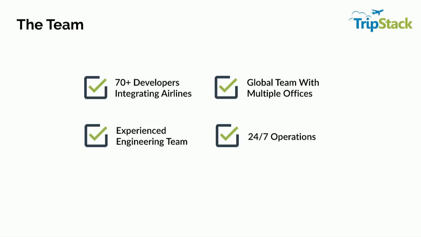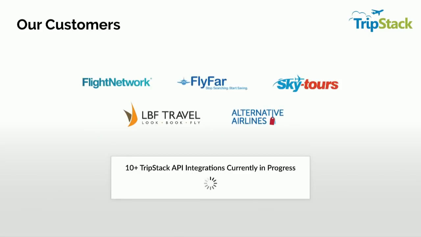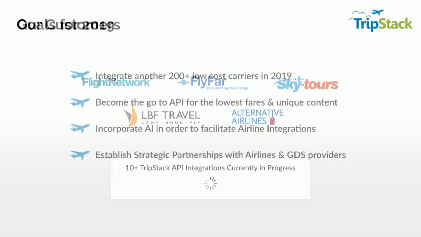Our strengths are engineering, data science, and operations. We monitor all these integrations 24/7 to make sure we have the highest possible bookability. And we have some large customers already with Flight Network, Flyfar, Sky Tours, LBF Travel, and Alternative Airlines. And 10 additional OTAs are also integrating as we speak.